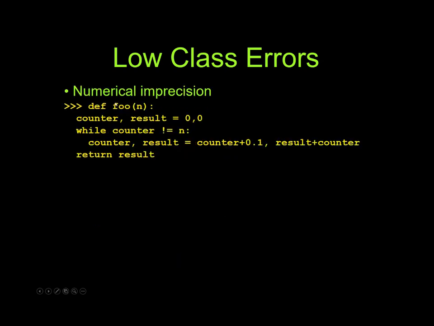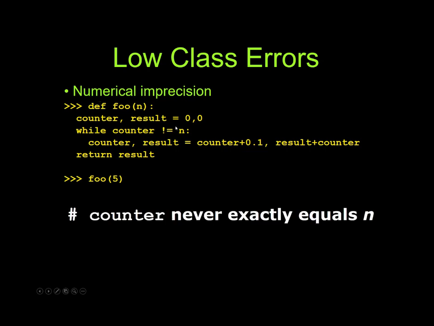Numerical imprecision. Foo is a function with a loop here relying on a counter to reach n to stop. So the counter started with 0 is incremented by 0.1. By right, when 5 is passed in, the counter after 50 rounds should reach 5 with an increment of 0.1 each time. But because of numerical imprecision, the counter is never exactly equal to n. You can try this yourself.